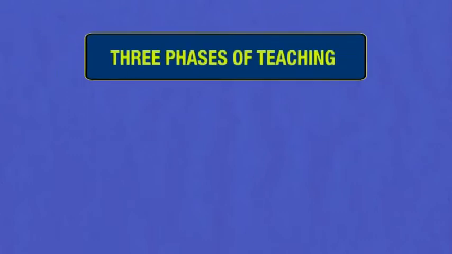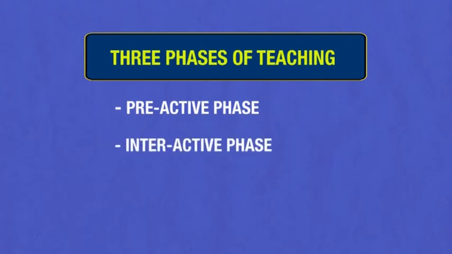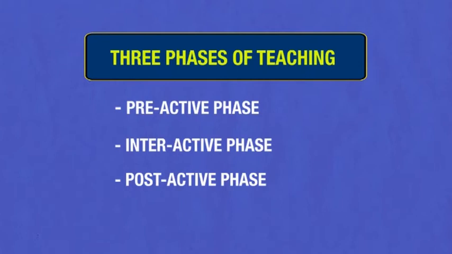The three phases of teaching are: number one, pre-active phase; number two, interactive phase; and number three, post-active phase. Let's discuss each phase in detail. Pre-active phase. This phase is exclusively related to the analysis of the teaching task at the time of planning. In the pre-active phase of teaching, the planning of teaching is carried out. This phase includes all those activities which a teacher performs before classroom teaching or before entering the classroom.